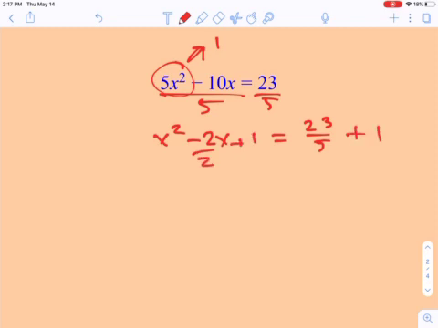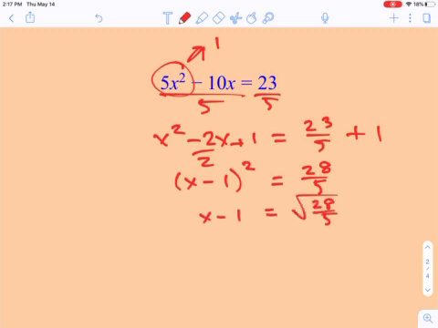Kind of going through this quickly. And then you'd have x minus 1 squared is equal to, well, 23/5 plus 1 is 28/5, because 1 is 5/5. And then you have x minus 1 is equal to square root of 28/5. And that would be plus and minus. And then you'd have your 2 cases where you have x is equal to 1 plus this number, and you would figure that out in your calculator, or x is equal to 1 minus this number.